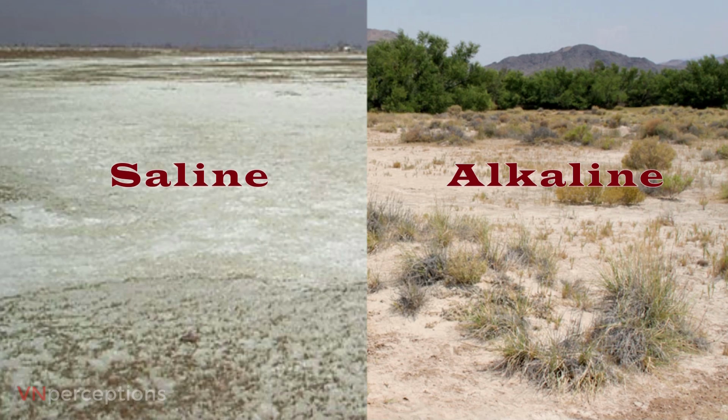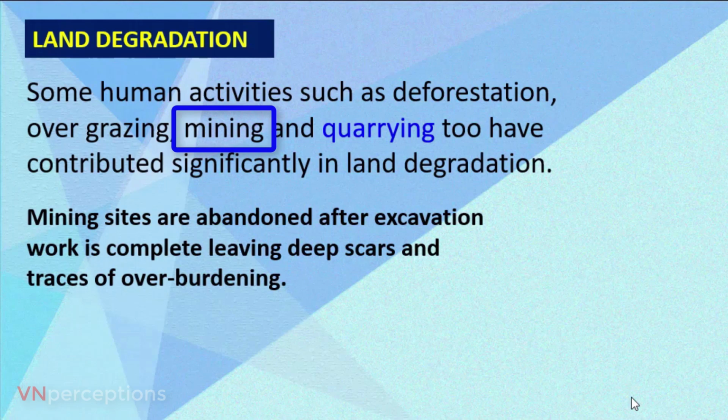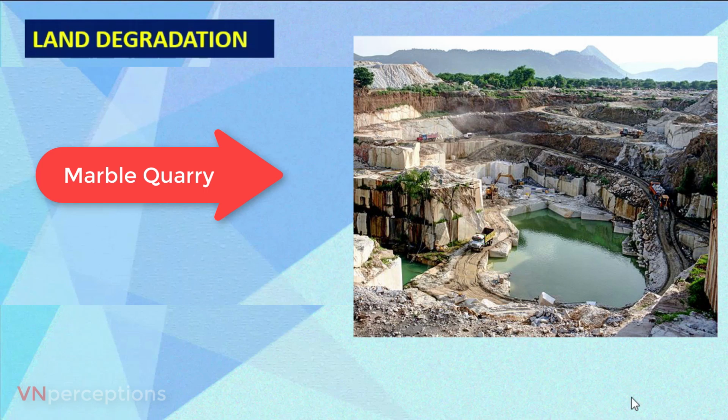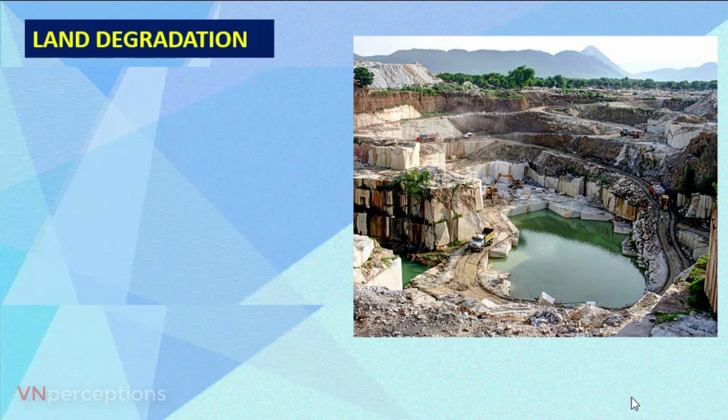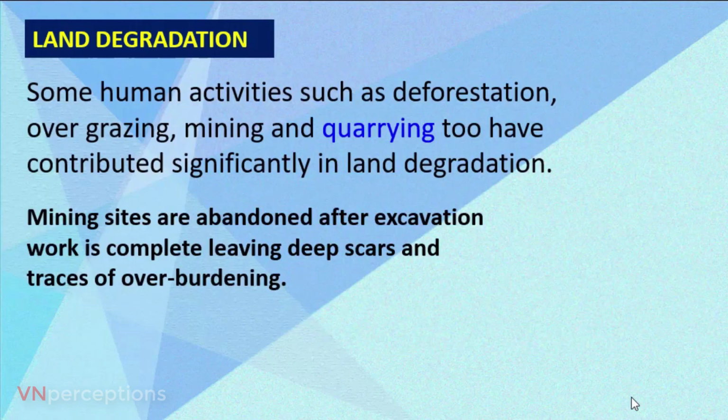So, some human activities such as deforestation, overgrazing, mining, and quarrying. Quarrying is like mining. In mining, we extract minerals. In quarrying, we bring out precious stones. Say, Rajasthan is rich in marbles. So, it is not minerals, it is quarry. Quarrying means removing those marbles. Similarly, Karnataka is for granite. So there again, it will be quarrying. So all these have contributed to land degradation.